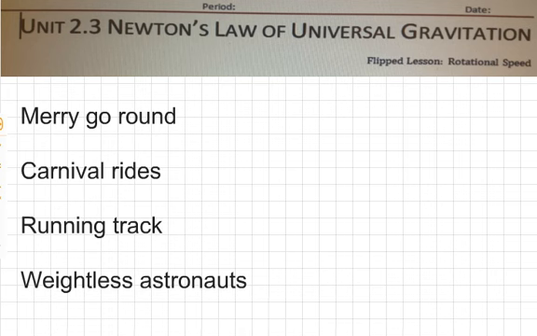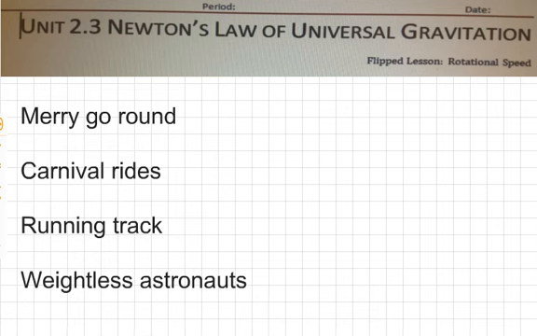And so we're back for another flipped lesson. This is from our new unit 2.3 on Newton's law of universal gravitation. And our first flipped lesson has to do with rotational speed, because we're starting off this unit by getting a little background on circular motion.